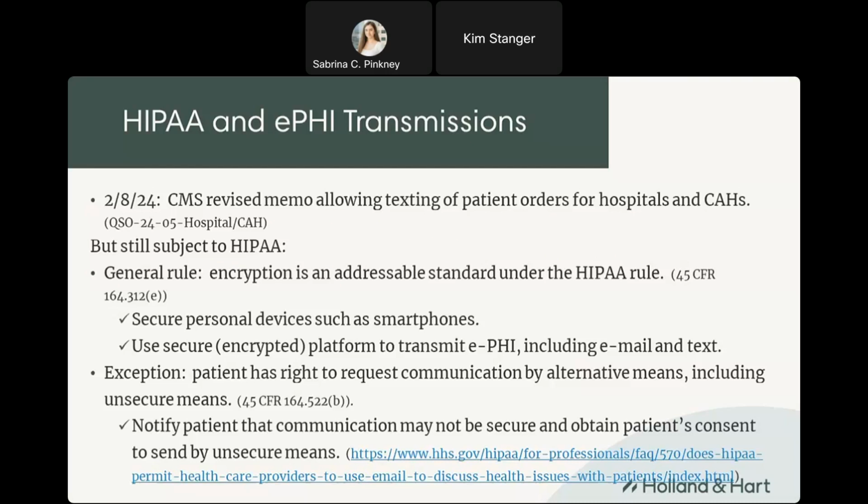If you're communicating with patients via emails or texts, remember that the security rule still applies. So generally those have to be communicated via a secure platform that's encrypted, unless you notify the patient that the platform you're using is not secure and the patient agrees to receive it by unsecure means. They have the right to have those communications by unsecure means. You just want to make sure that you document that.